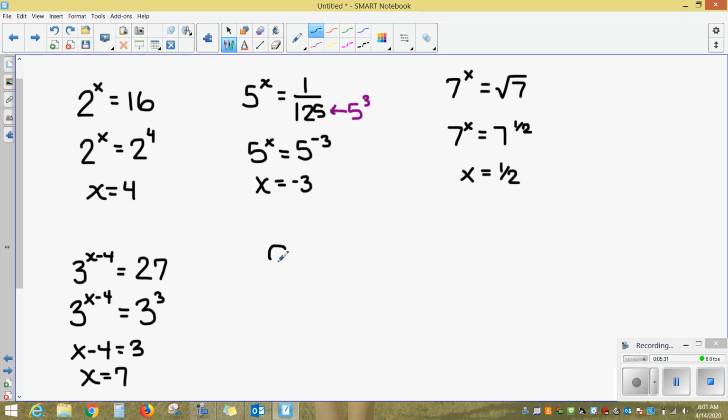Now, sometimes we have a problem like this one: 9 to the x equals 27. If I look at 9 to the x power and I look at 27, 27 is not a power of 9. It's a multiple of 9, but not a power of 9. However, if we break things down, we notice that both sides are powers of 3.